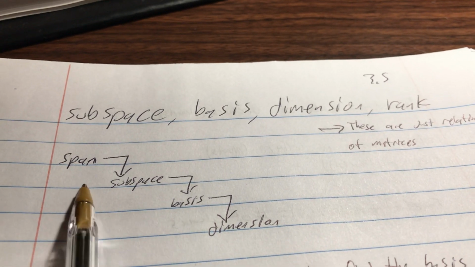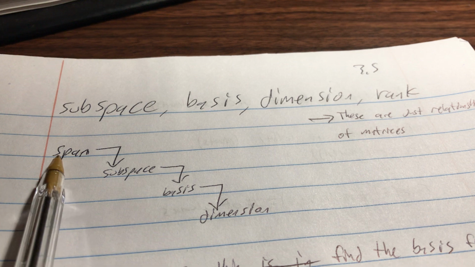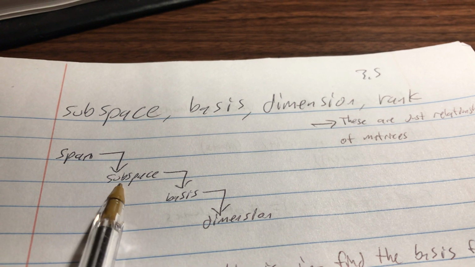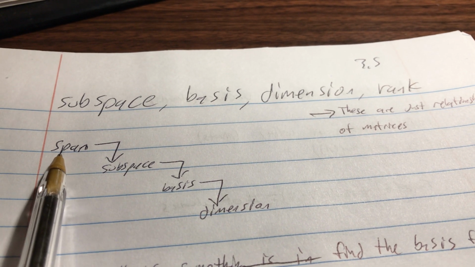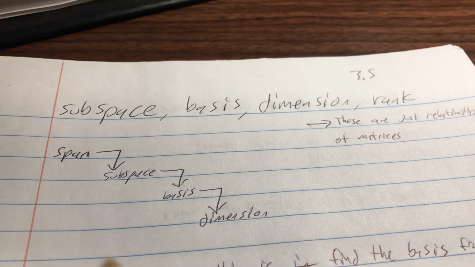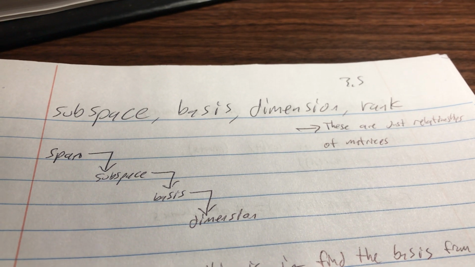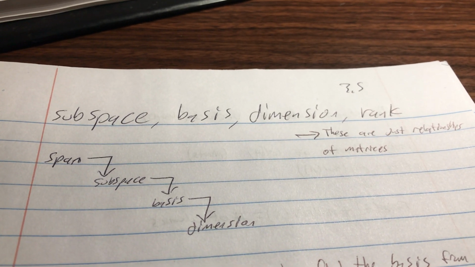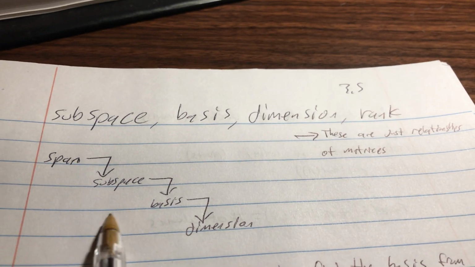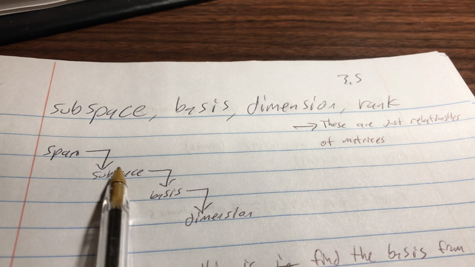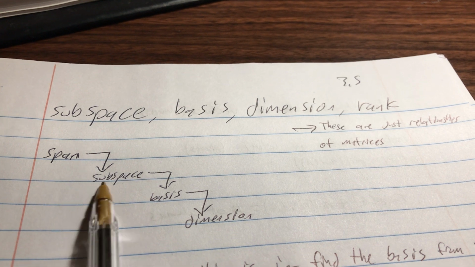So, for example, let's start with a subspace. A subspace is just a span. My handwriting's horrible, but it's just a span. So a span is something that contains all linear combinations in that span. And so a subspace is just a span.